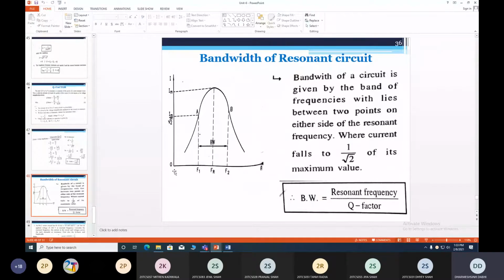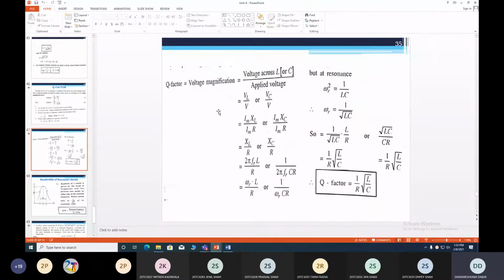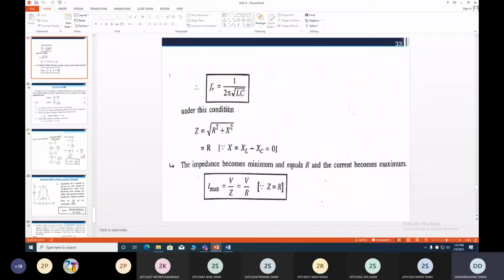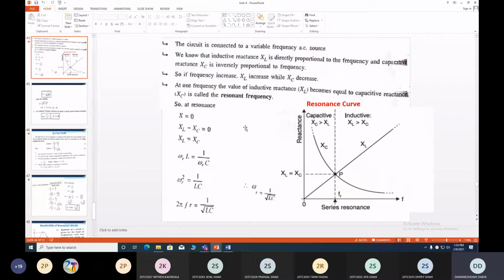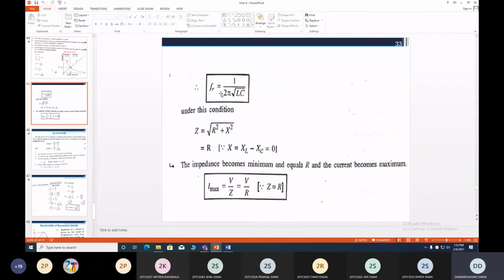At different frequency, you get different values of the current in the series RLC circuit. And we derive the equation of resonant frequency, that is Fr is equal to 1 upon 2 pi square root of L and C. For any particular value of L and C connected in series with your AC source, you can calculate the value of resonant frequency from this equation.